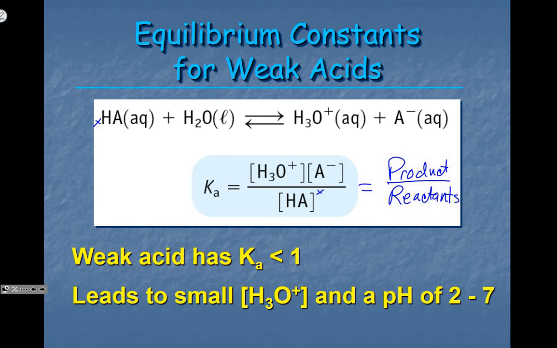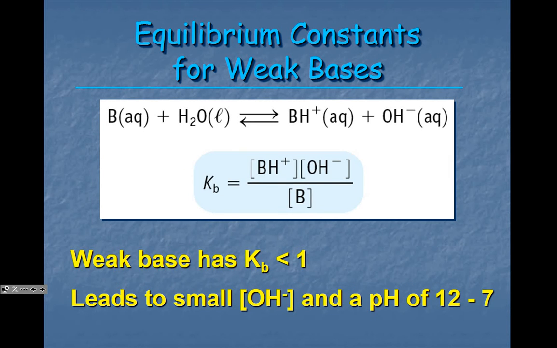Now, if a Ka is less than 1, and almost every Ka is less than 1, then we're going to have a pH between 2 and 7. If it is equal to 1 or bigger, we're going to have a pH that's even lower than 2. We're just getting definitions down.